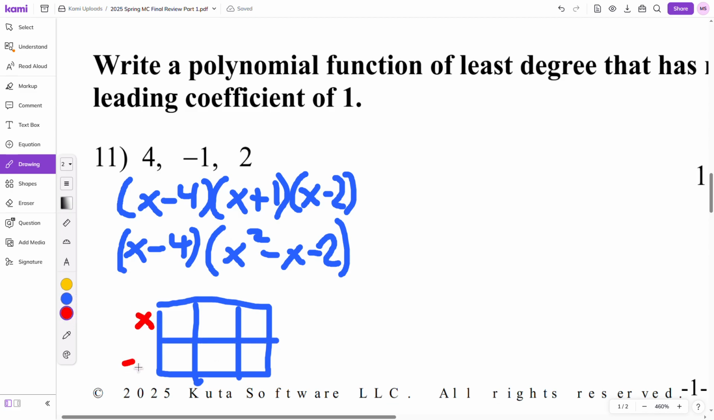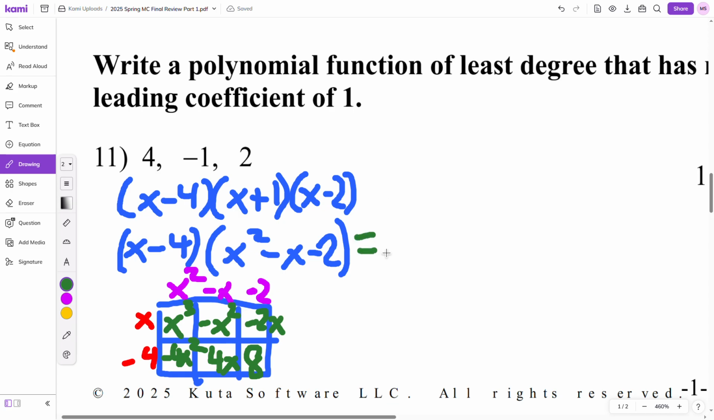Here's x minus 4. And up here we have x squared minus x minus 2. And we're going to multiply these. And we're going to get x cubed. Then we get minus 4x squared. Then we get minus x squared. Then we get 4x. Then we get minus 2x. And then 8. So what does that mean?